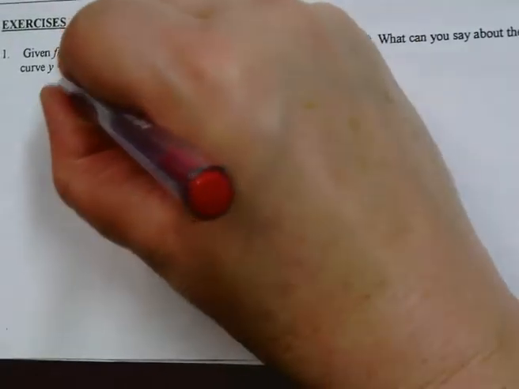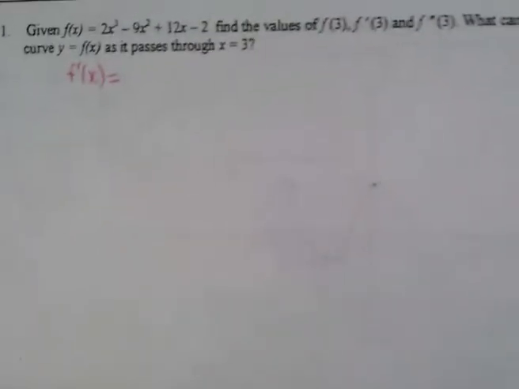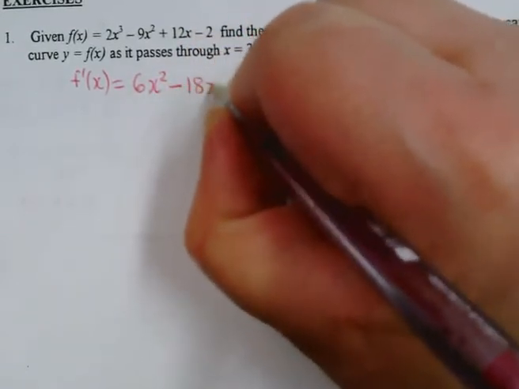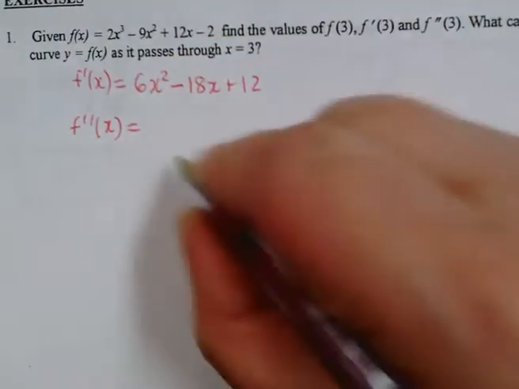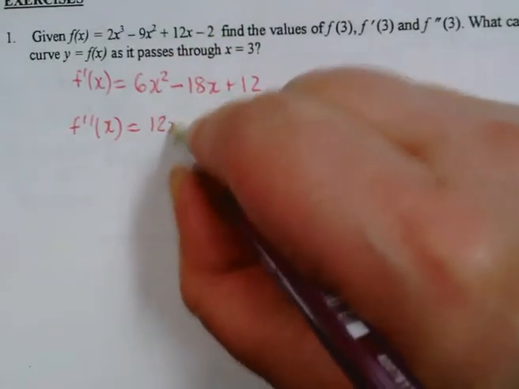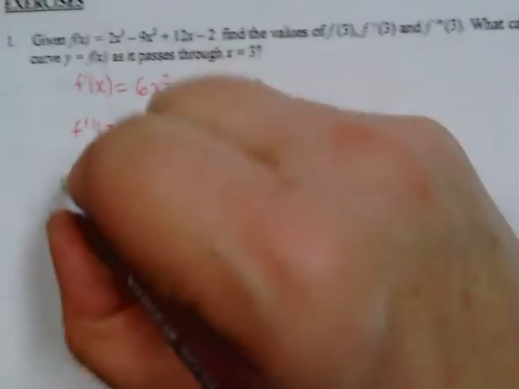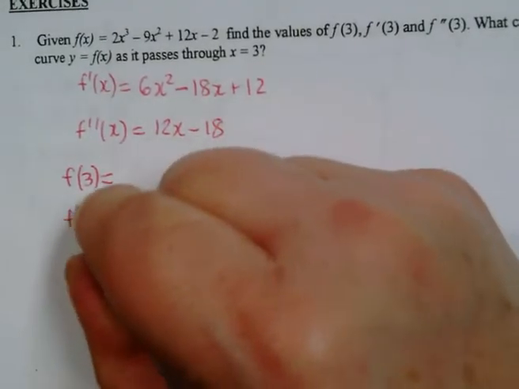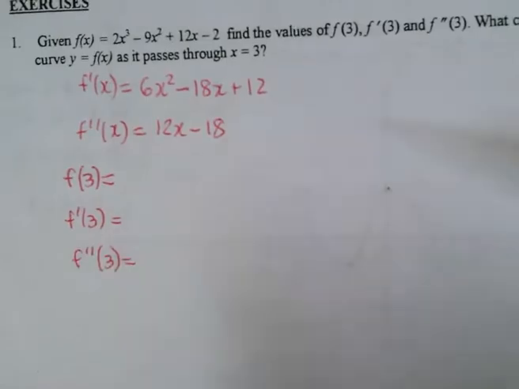Let's just look at f dash x. So we're going to look at f dash x and f double dash x. What have we got? 6x squared minus 18x plus 12. The second derivative is 12x minus 18. Now, let's look at what it was asking us to do. The function of 3, f dash 3, and f double dash 3. We're going to work these all out.